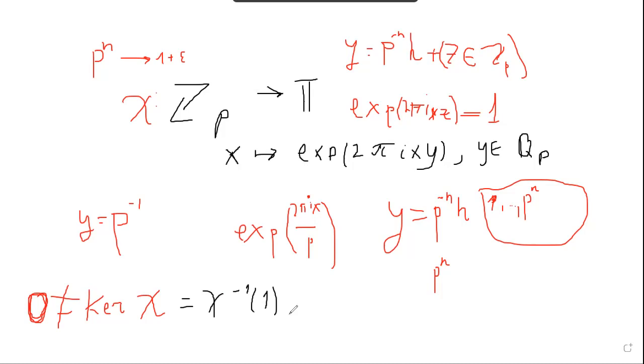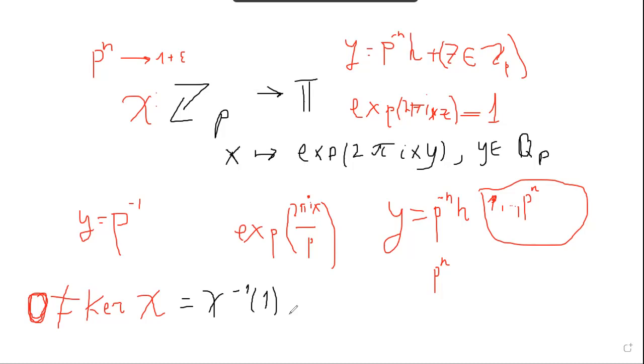I'm sorry, if p^n maps to the epsilon neighborhood of one, but not to one, then we can take its power, so p^(nk) maps to one plus k epsilon. It gives us a contradiction if we choose this neighborhood so small that the power, which is greater than n, always maps to this neighborhood.